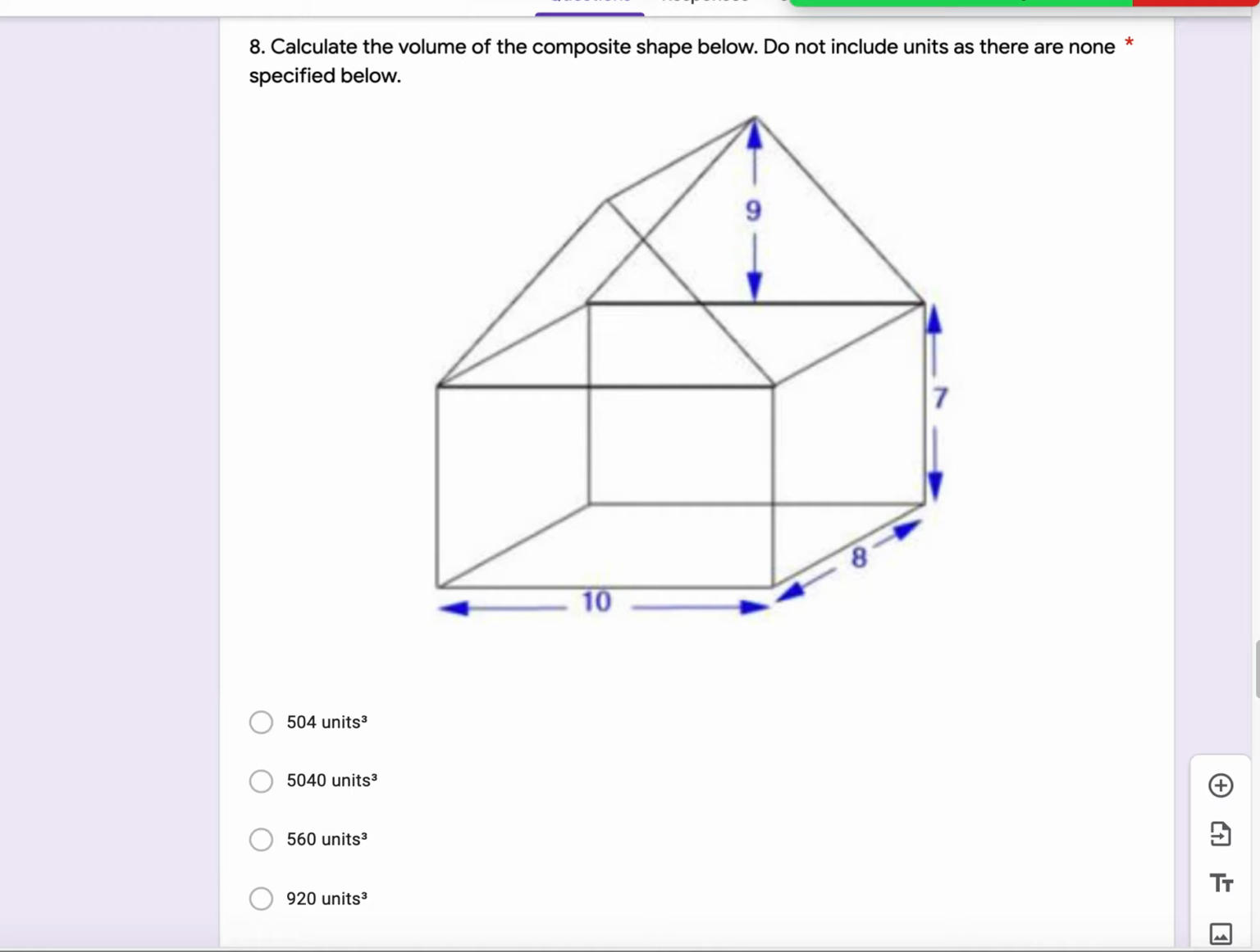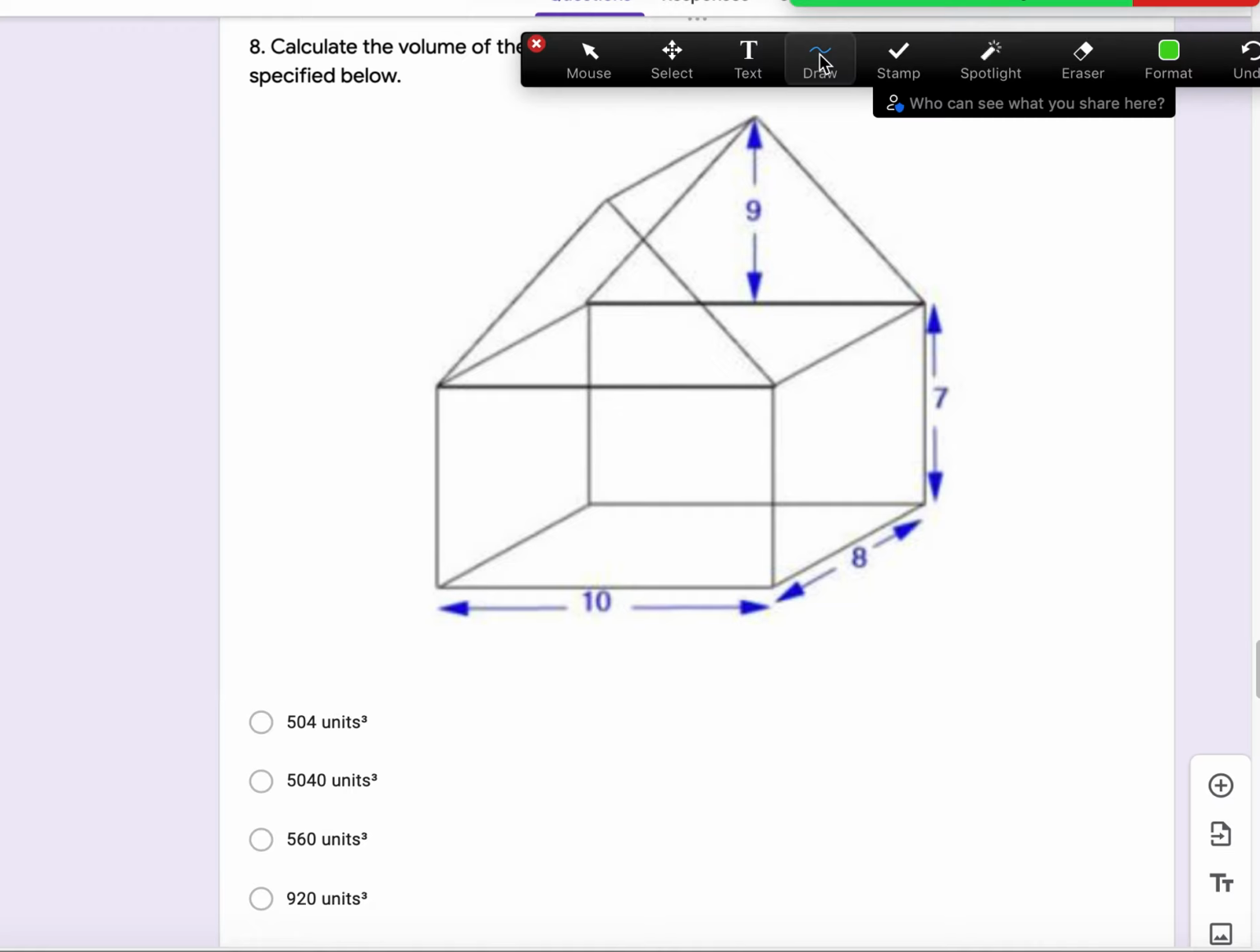The first part we're going to look at is the top part, which is the triangular prism, which I'm going to shade in green. Actually, that doesn't really help, does it?